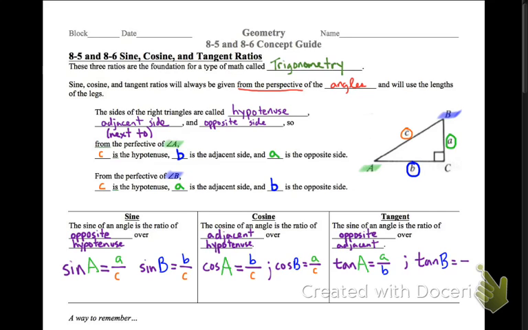The tangent of B, well, what is opposite of angle B? Side B. What's the adjacent? Side A. So the tangents of these two angles are reciprocals of each other. That will happen every time too. We will not be taking the sine, cosine, and tangent in geometry of this 90-degree angle. We'll always be doing the other two angles that are less than 90 degrees. Okay, so that is sine, cosine, and tangent.